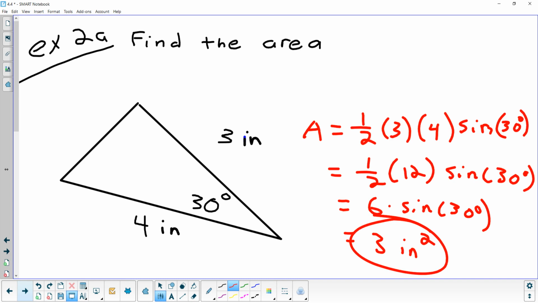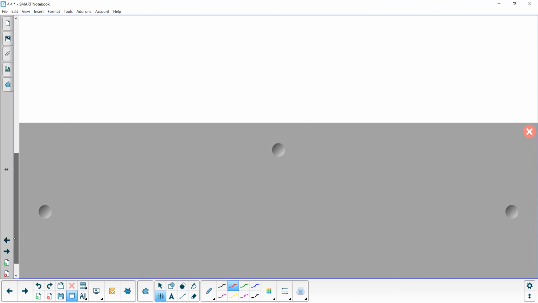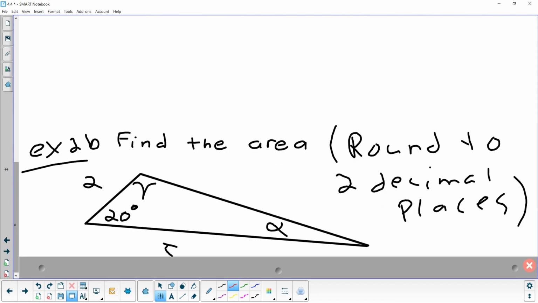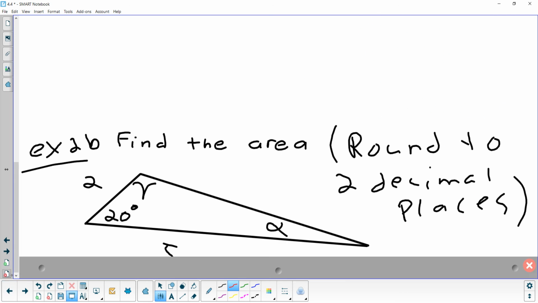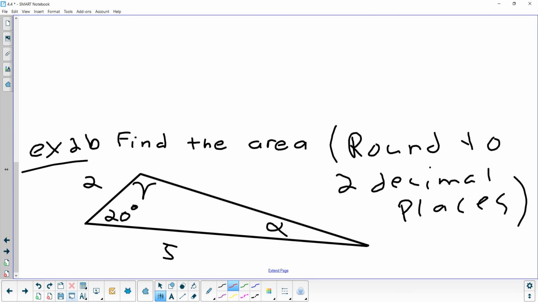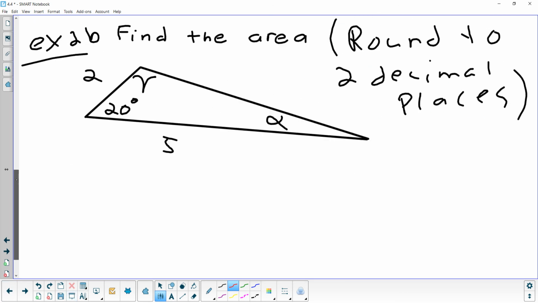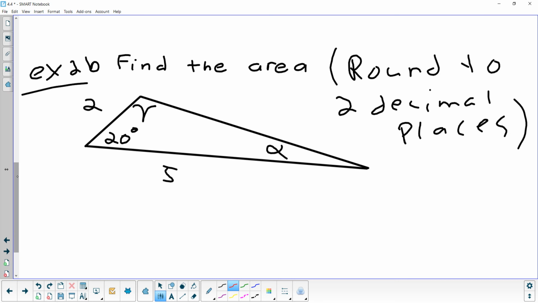Great, questions on it? All right, let's see what else. All right, let's try one more of those, and then we'll try a different type. Find the area, and this time they're kind of giving you a hint. It's not going to come out to a nice answer. They're saying round to 2 decimal places. When they say round, that's a hint you're definitely going to need a calculator.